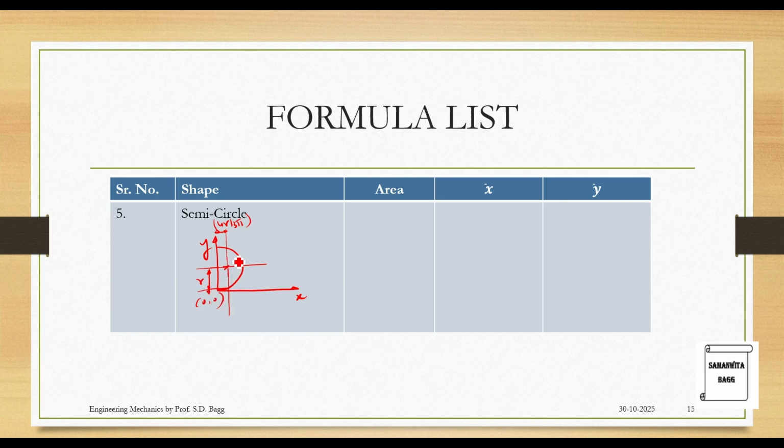So let's start from here. This is my G. This gap is the x bar, which is 4r by 3 pi. And this height over here is the radius r. Area again is pi r square by 2 because it is a semicircle.